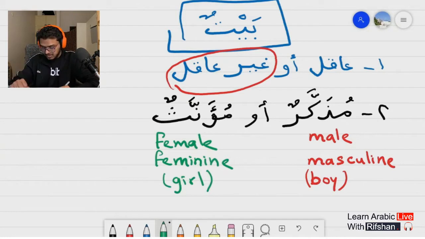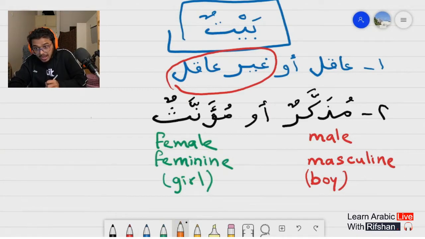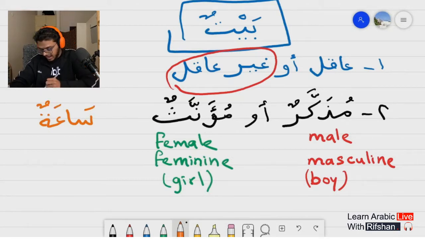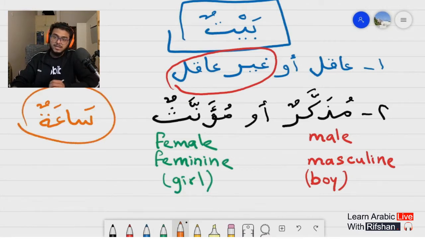I will just give you one example, one way to recognize. The rest of the ways, inshallah, we will do at a later time. So let's take the word sa'atun. Sa'atun means a watch.